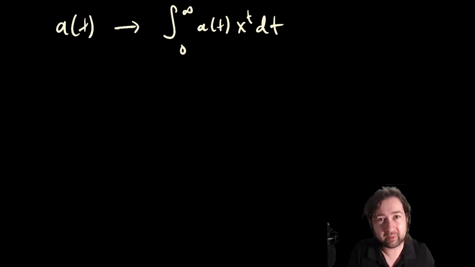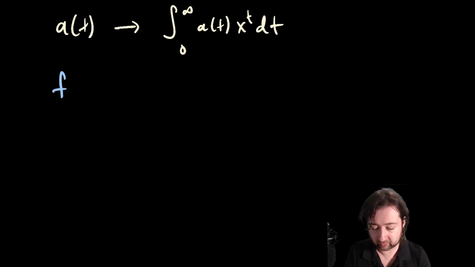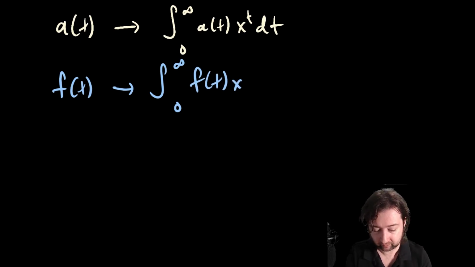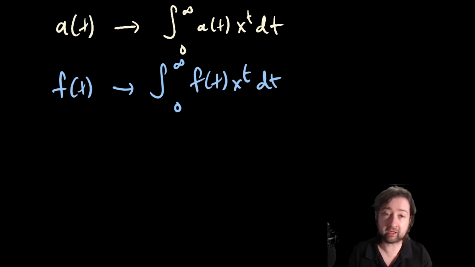Now let's cover up all that intuition by hiding it in notation that's just computationally efficient. The first thing is, hardly anybody calls a function a(t). F is the letter that we normally use for functions. So the first change is we're going to write f(t) goes to the integral from 0 to infinity of f(t) x^t dt. Now I've not changed anything here.